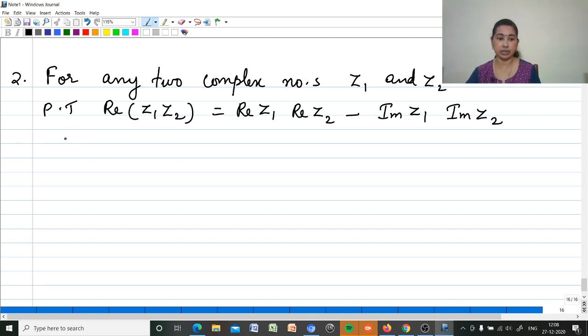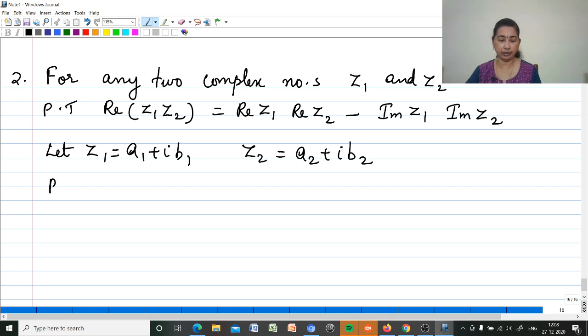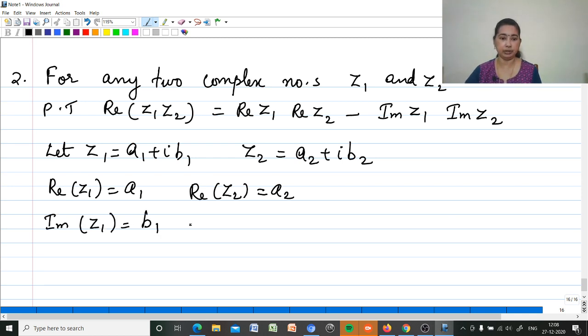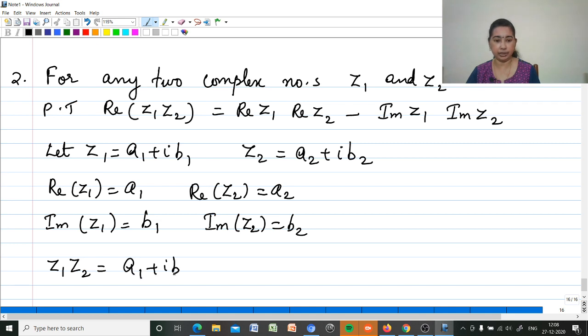So for any two complex numbers, let z1 is equal to a1 plus i b1 and z2 is equal to a2 plus i b2. So real part of z1 is a1. Real part of z2 is a2. Imaginary part of z1 is b1 and imaginary part of z2 is b2. Now z1 into z2 is equal to a1 plus i b1 into a2 plus i b2.